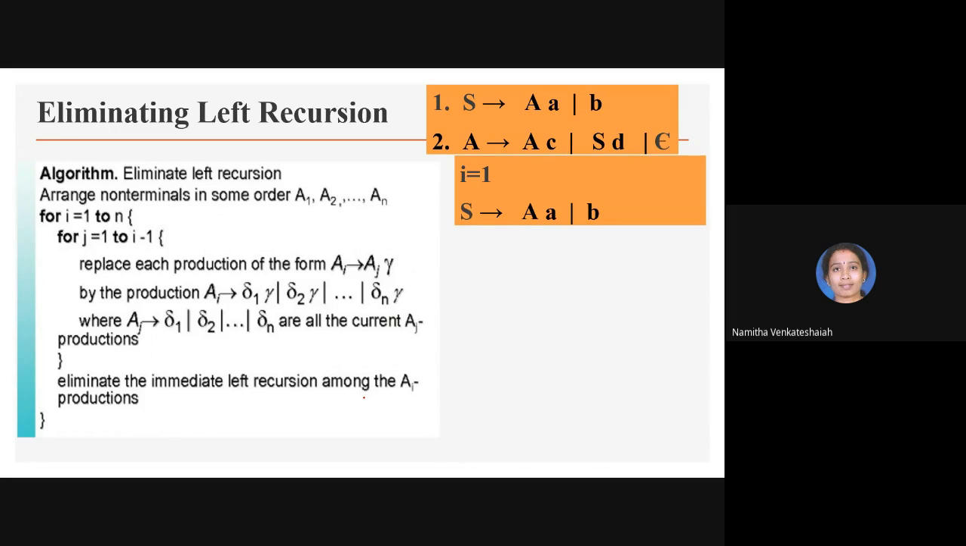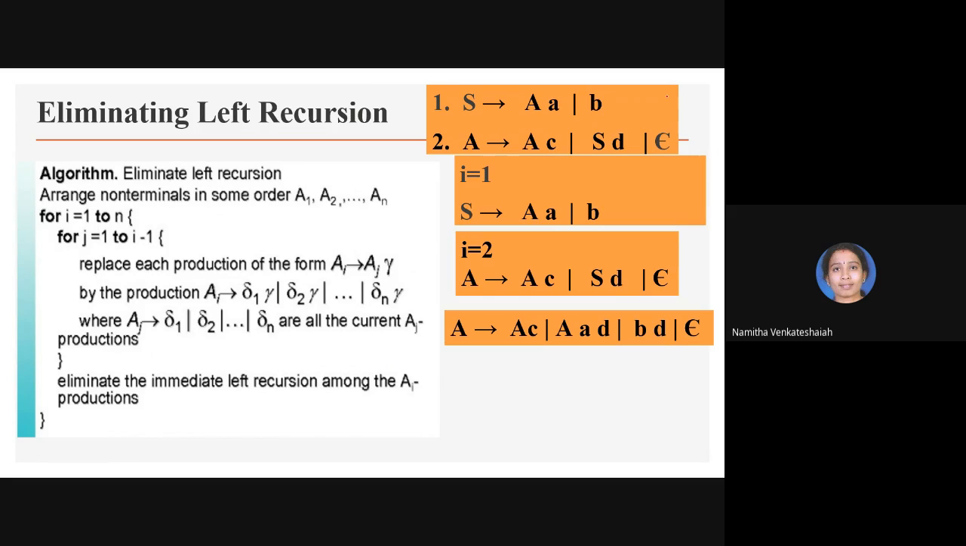So when i is equal to 1, what happens? We are considering the first grammar, so there is no left recursion there. When i is equal to 2, I am considering the second grammar, which will become like this after the substitution of S. And now what happens after removing? S is equal to AA or B, not having any left recursion, so kept as it is. But here C is alpha, AD is alpha, BD is beta, and epsilon is beta. So what happens? C A dash, AD A dash, and epsilon. And here A produces what?